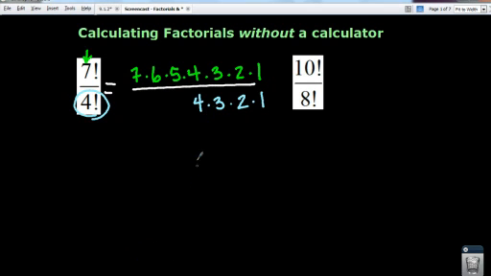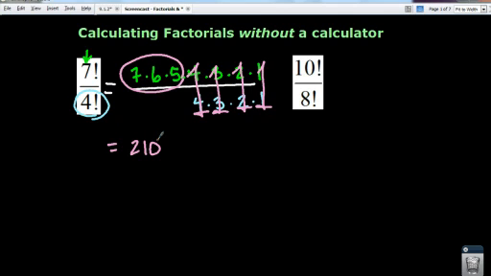Any idea why I set the 4 under the 4, and the 3 under the 3, 2 under the 2, 1 under the 1? These are all multiplied, right? Which means that 4 divided by 4 makes 1. 3 divided by 3 makes 1. 2 divided by 2 makes 1. And 1 divided by 1 makes 1. So it cancels out. So really our product ends up being 7 times 6 times 5, which is 210.